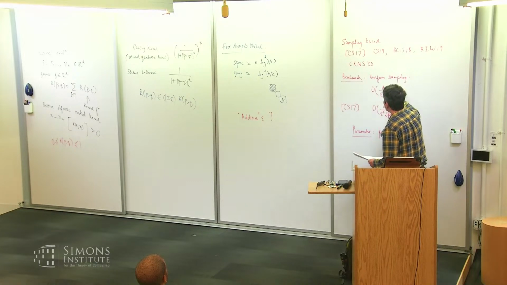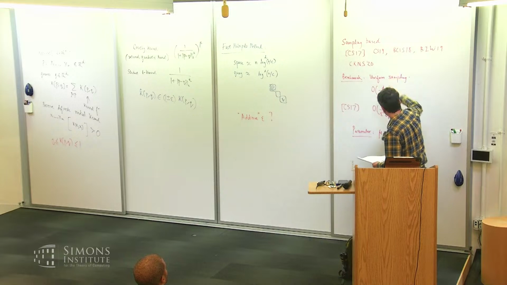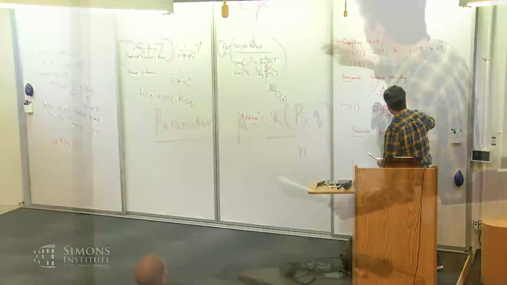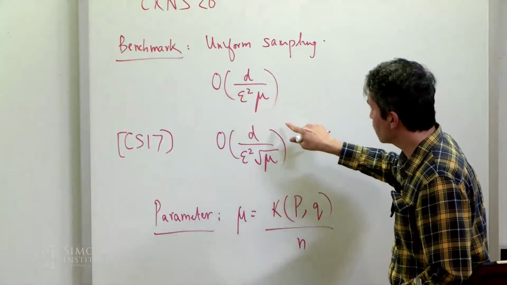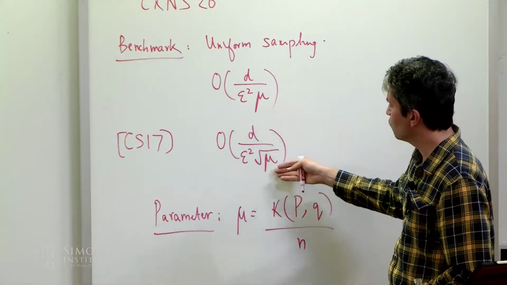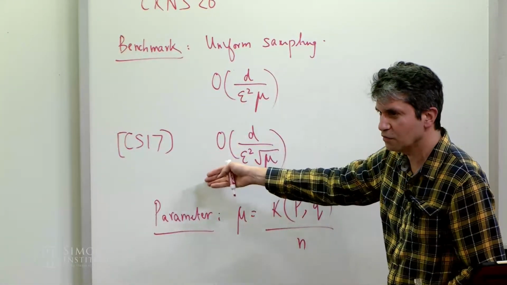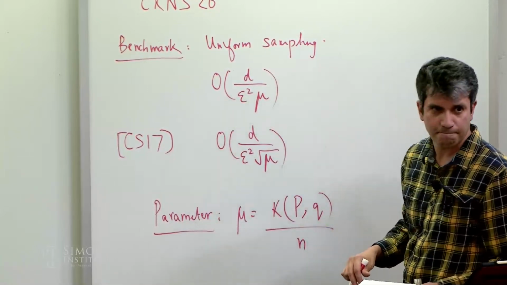All right. So what was the main point of this work? The main point of this work, and this is not the last word, by the way, that this got improved a little bit. I won't say exactly what it was, but the main point was, if this is the benchmark, can we improve the dependence on mu? And it turns out that you can. You can actually improve the dependence on mu to square root mu in the first work, and then later we improved it to mu to the power of 1/4 or something like that.